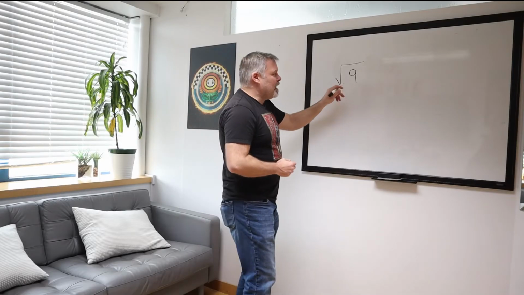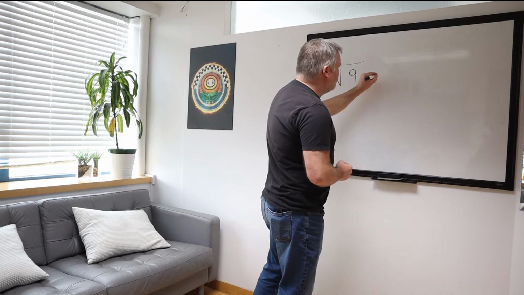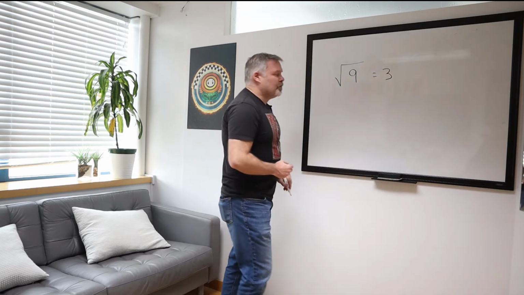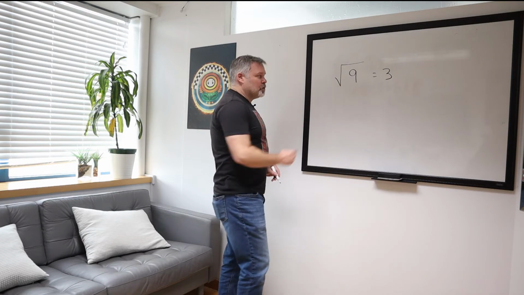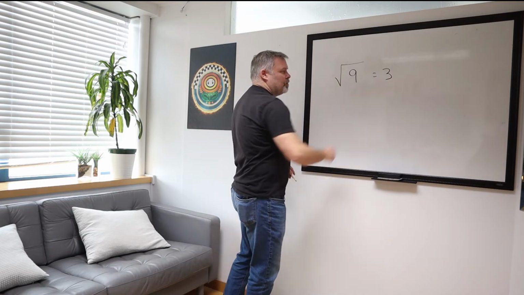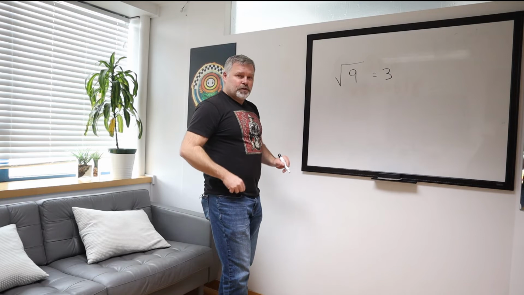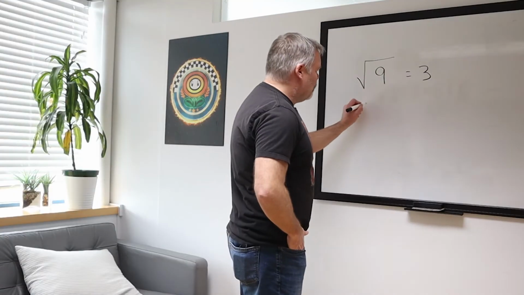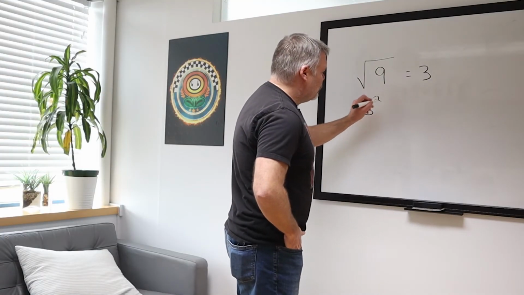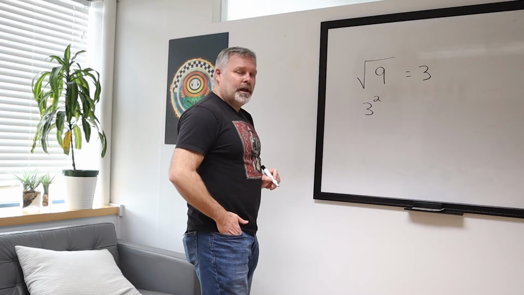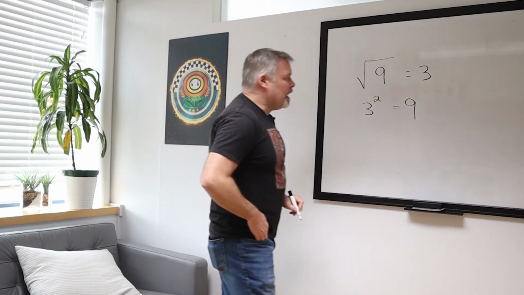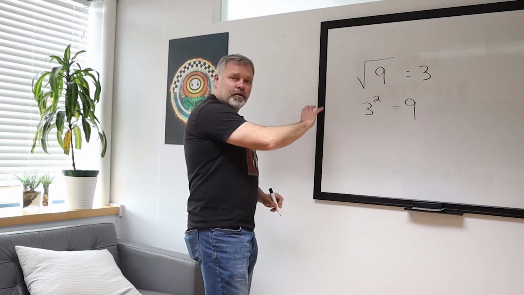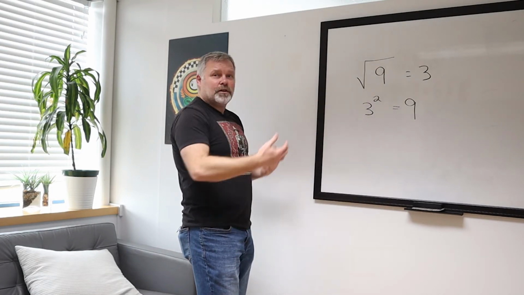So at the end of the day, we would say 3. 3 times 3 is equal to 9. So the square root of 9 is 3. Go back to the exponents for a sec. Let's go 3 squared. That is equal to 9. You see how they're kind of the reverse of each other, how they work together in this case.